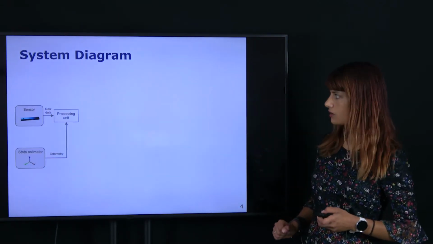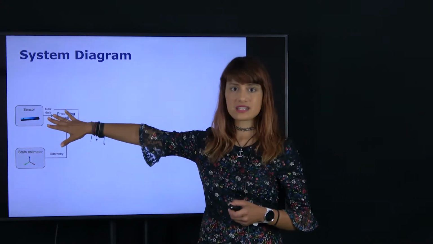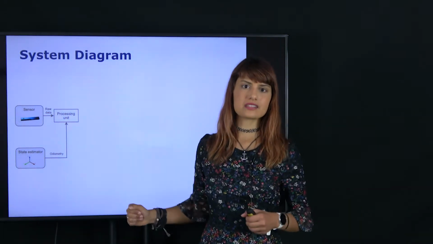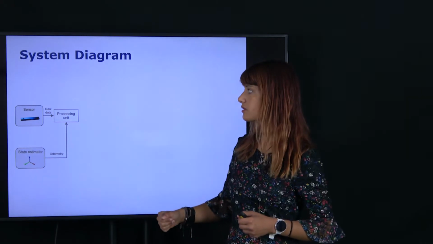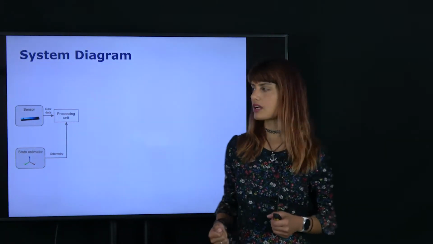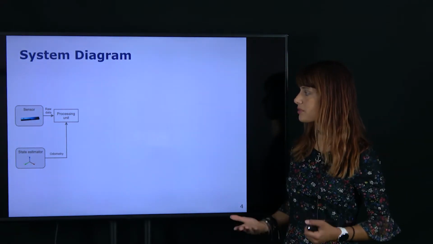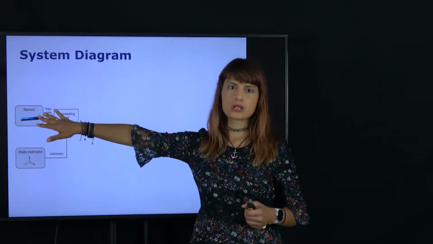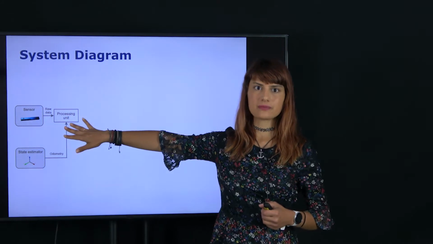So first of all, of course, we need a sensor that we use to collect measurements in the environment. This could be a camera, whether it's an RGB camera, multispectral camera, a laser scanner, any type of sensor. And for this, we obtain some kind of raw measurements.